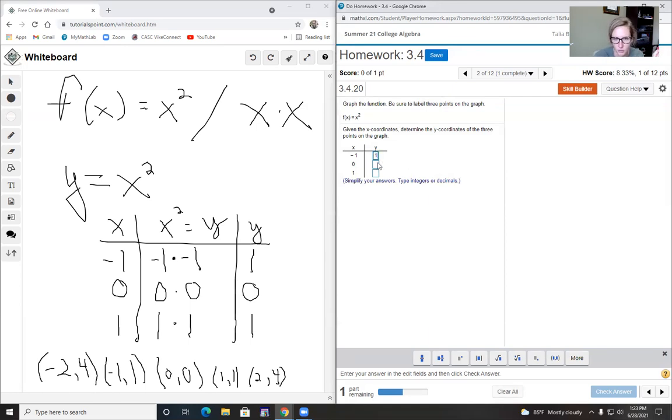So -1 squared is a positive 1. 0 is still 0 times 0, so it's 0. 1 times 1 is 1.